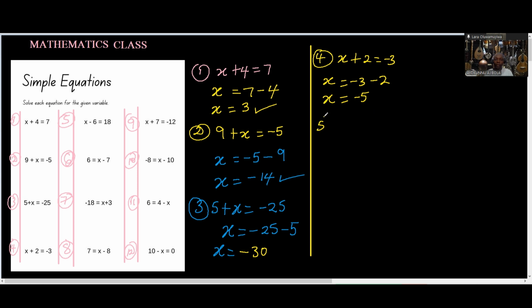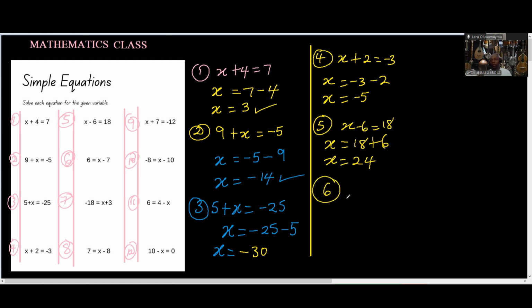Number 5 now. We have x minus 6 is 18. A number minus 6 gives me 18. So definitely we can say 6 is going outside. The 6 was negative, it will become positive, right? And x is 24. And it makes sense if you put 24 minus 6, what will it give me? 18, right?